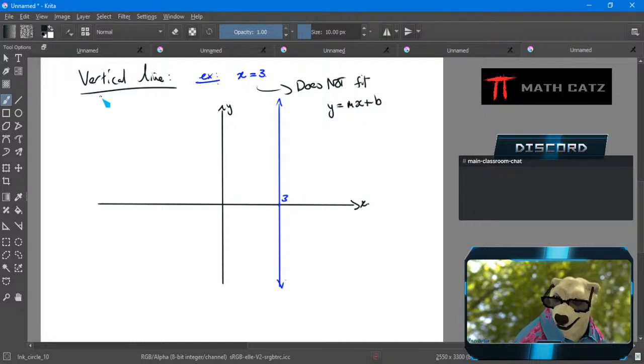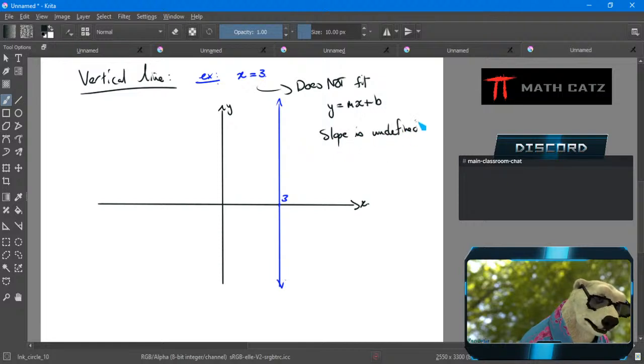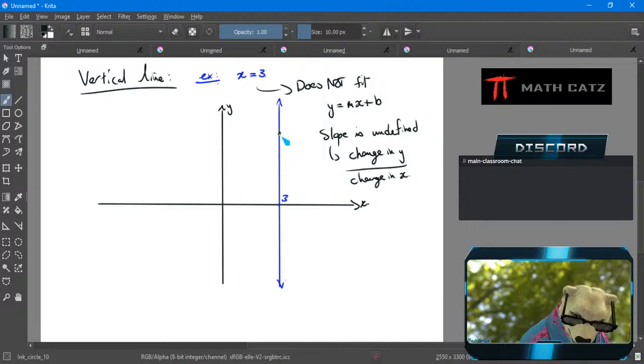So I just have to remember that for the vertical line, it's really the exception that the slope is undefined, because the slope is change in y over change in x. So as I go from one point to the next, there's a change in y, great. What's the change in x? There is no change in x, so I'd be dividing by 0, and that can't happen. So talking about the slope of a vertical line makes no sense. It's undefined. Also very important.